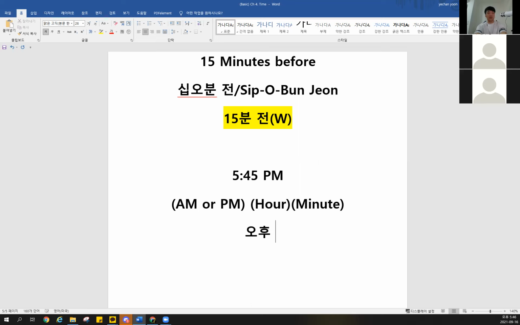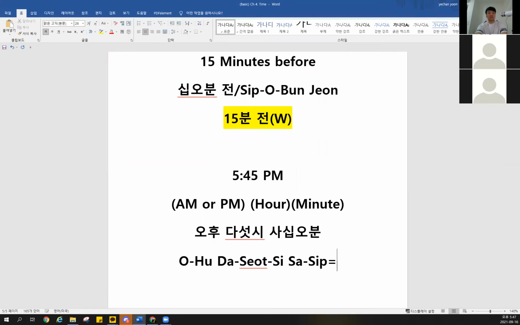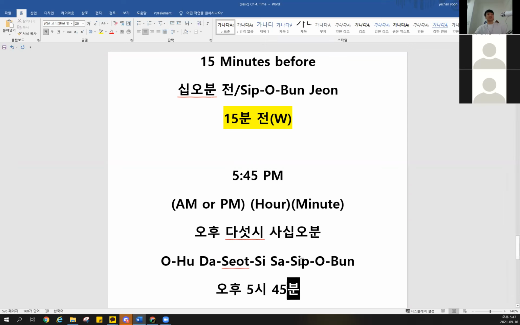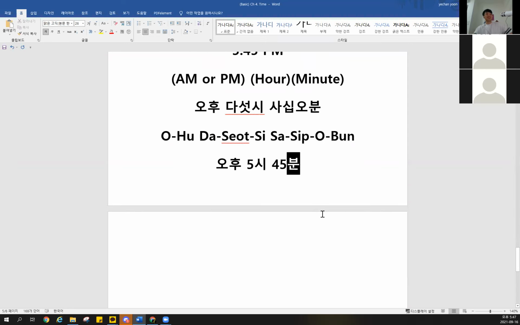Reading is like this. 오후. Perfect. All right. Perfect, Rani. Just like that. 오후 5시 45분. This is how you read it, and writing is super easy. 5시 45분. Just like this. Okay? Very easy, everyone, right?